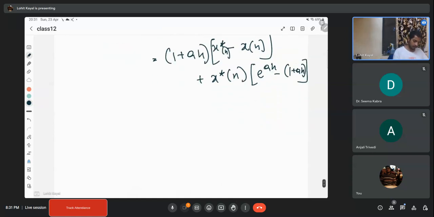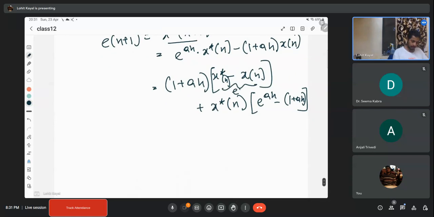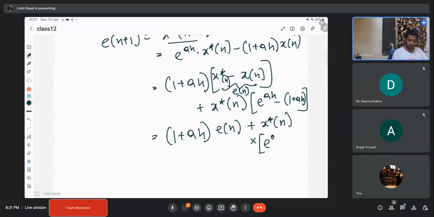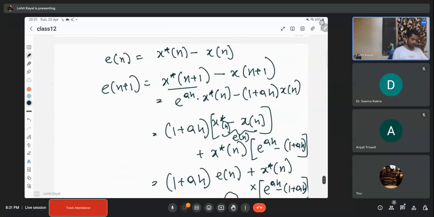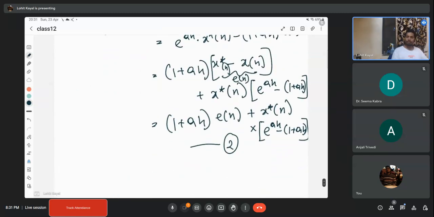Now this is what? This is my E n. So the expression is 1 plus a h times E n plus x star n into e to the power a h minus 1 plus a h. So suppose this is equation 2. Now consider equation 1 and equation 2. We can write these two in a matrix form.